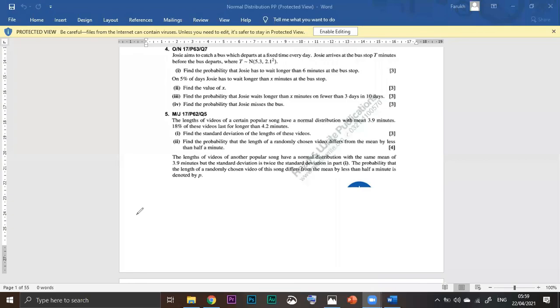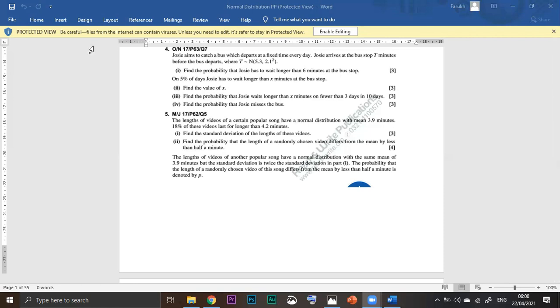Question number 4 is: Josie aims to catch a bus which departs at a fixed time every day. Josie arrives at the bus stop T minutes before the bus departs, where T is a normal distribution with mean 5.3 and variance 2.1 squared. Find the probability that he has to wait longer than 6 minutes at the bus stop.